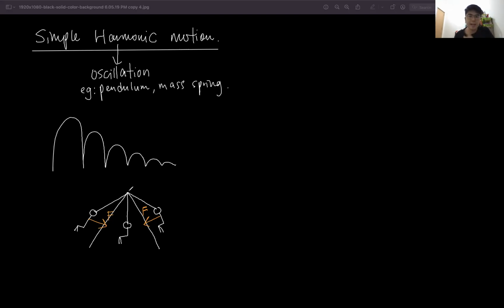So that is the first element, the first criterion for simple harmonic motion. That is, the force is acting in the opposite direction. Or, usually in the notes or in the textbook, it says acceleration instead of force. So acceleration acts in the opposite direction.